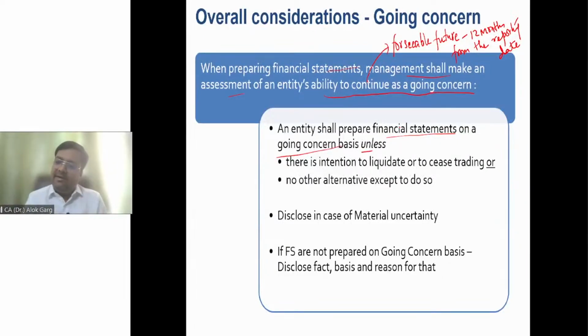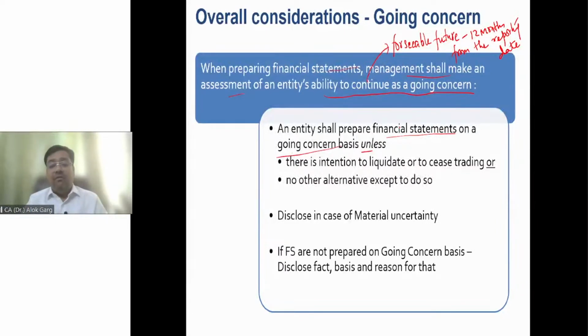The company has an intention to liquidate. The company has already started vacating the offices. The company has already started vacating the machinery from the plant. The company has already stopped the production. The company has already stopped sending orders to the customers. So the company has an intention to liquidate or to cease trading.